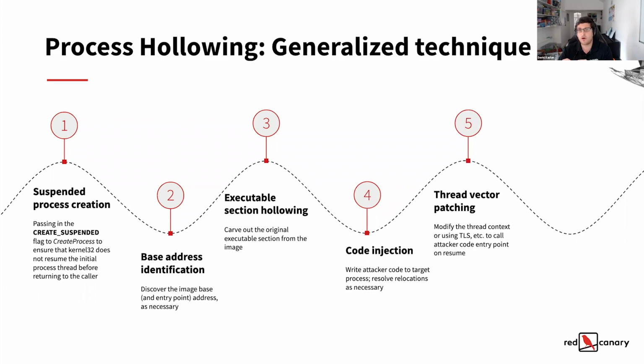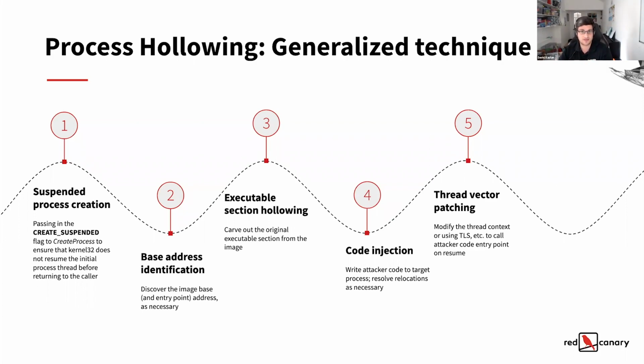The last part here is to patch a thread vector such that they can get their new malicious entry point running when this process is resumed. So one of the popular methods, as Erika mentioned with Ursnif, is that they will use TLS. They will patch the vector over there to point at the entry point, such that when this process eventually gets going, that is executed.